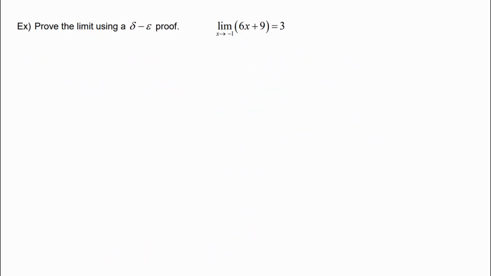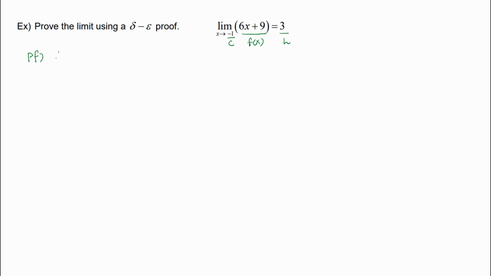Guys, let's do one more since we are on fire. Prove the limit using a delta epsilon proof. Limit as x approaches -1 of 6x plus 9 equals 3. So what is my c? -1. What's my f of x? 6x plus 9. What's your L? 3. Okay, so here's my proof.